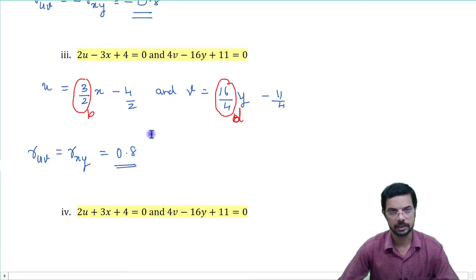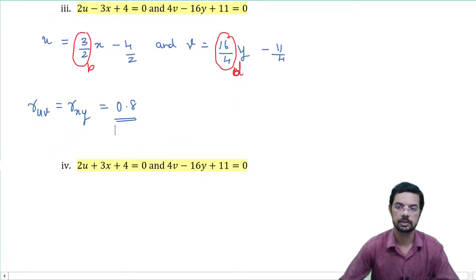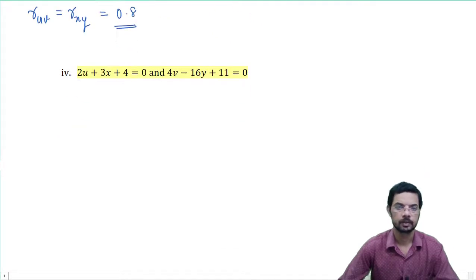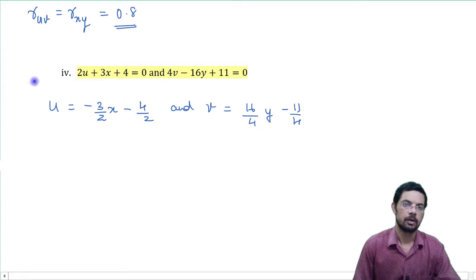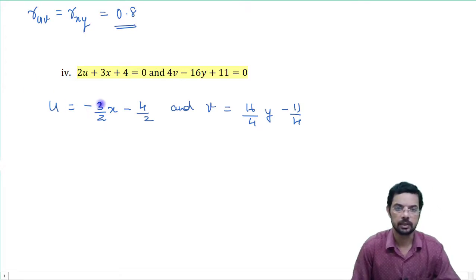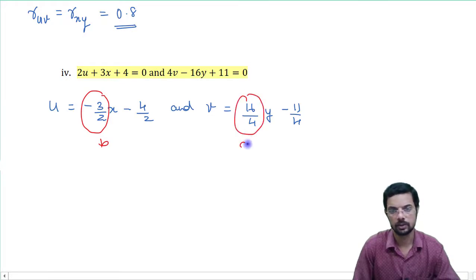Okay, the next case which we can discuss is like this. u can be written as minus 3 by 2 into x minus 4 by 2, and v can be written as 16 by 4 into y minus 11 by 4. Okay, we can check this. What we have here is, this is your b, and this is your d, correct? This is b and this is d.